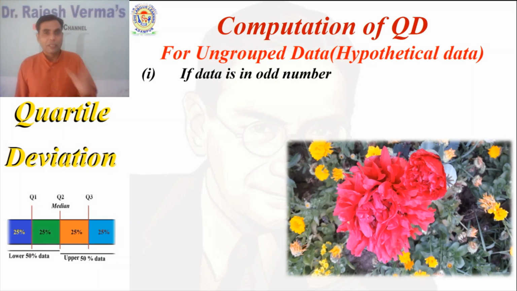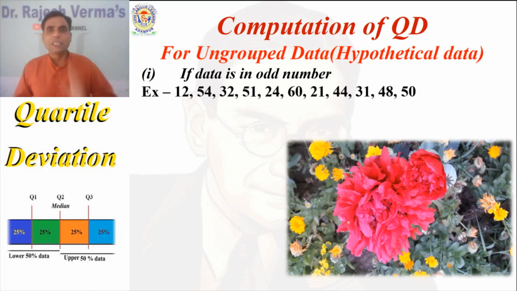First case scenario, the ungrouped data. In ungrouped data too, we have two scenarios: whether the data is in odd numbers or in even numbers. So first we will compute the quartile deviation for the ungrouped data when the data is in odd numbers. For example, this is our hypothetical data. We have 11 values here: 12, 54, 32, 51, 24, 60, 21, 44, 31, 48 and 50.